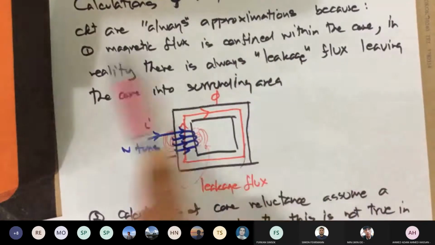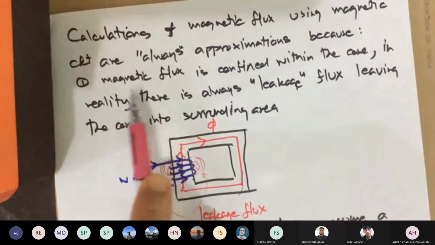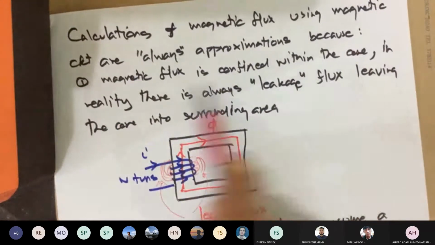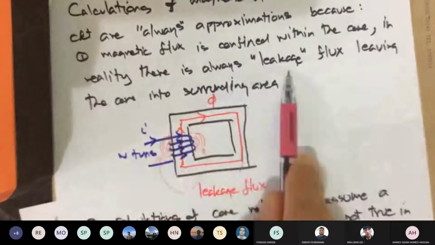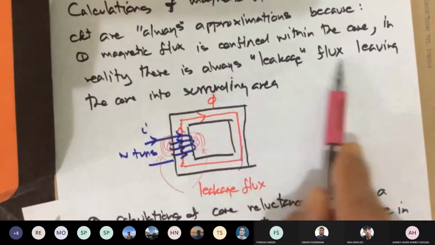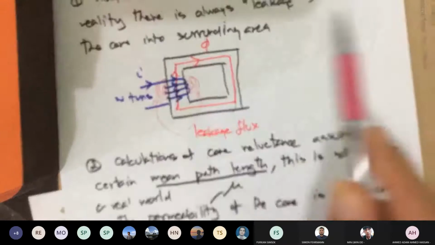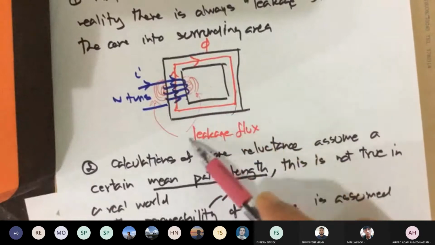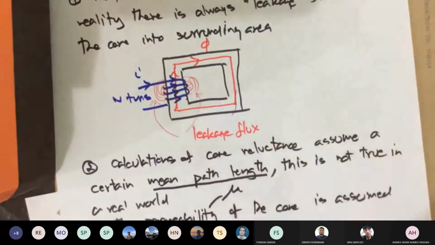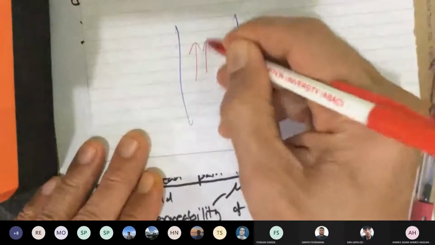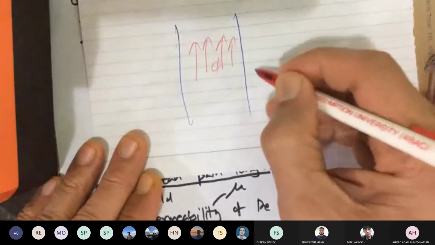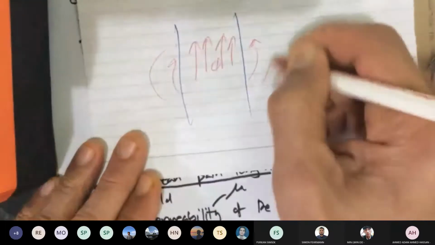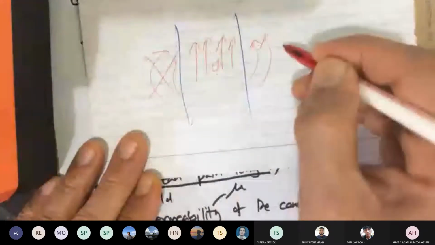The reason being, number one, we assume magnetic flux is confined within the core. In real life, it's not true. In reality, there's always a leakage flux leaving the core into the surrounding area. So for us, we assume it's just inside. Actually, they are bulging out. See, these are what we call leakage flux. For us, we assume, hey, if this is the core, your magnetic flux goes there. Nothing coming out. In real life, there are other paths going out. We don't take that into account. So that's our assumption.